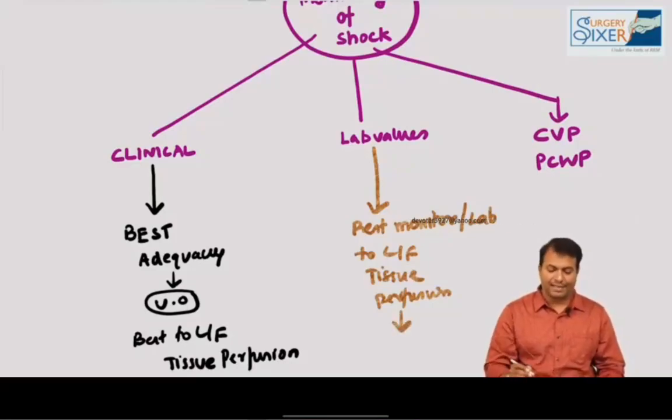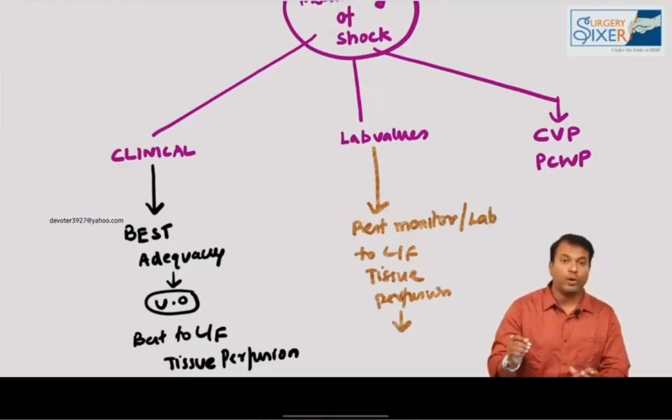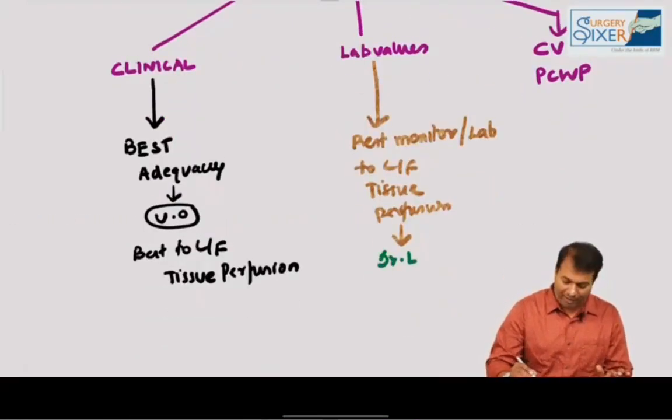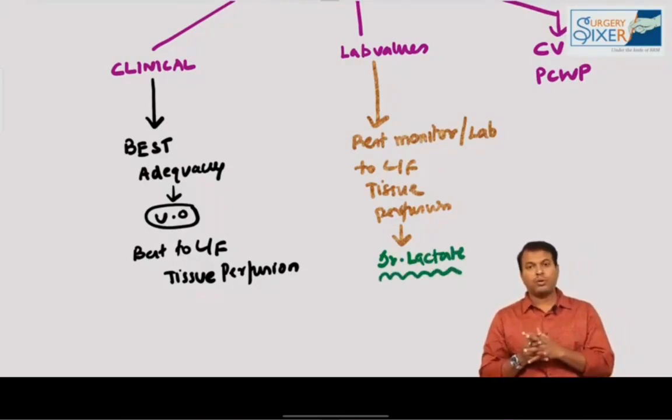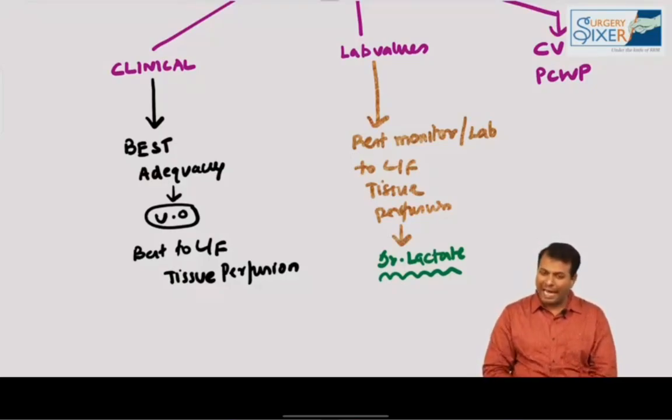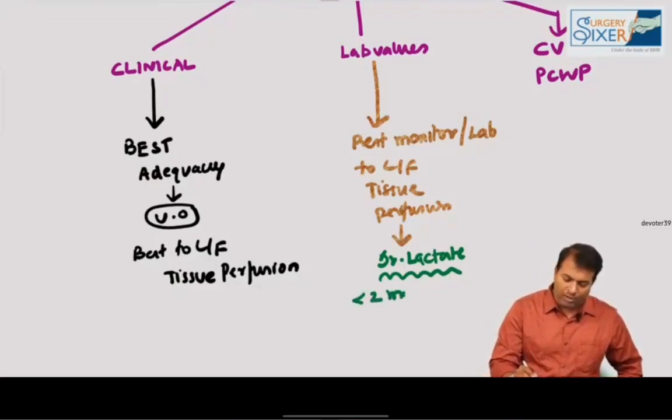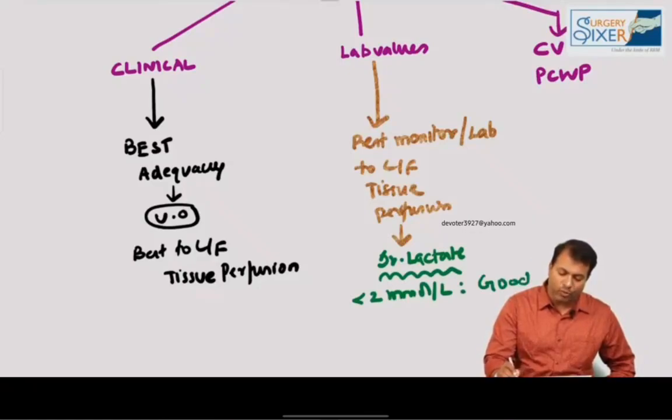What is the answer? That will give a pakka guidance whether the tissue perfusion is going on well or not. That is by measuring serum lactate level. Okay, measuring serum lactate level is a high yield MCQ again. Serum lactate is the best lab value to monitor the adequacy of tissue perfusion. If the serum lactate is less than 2 millimoles per liter, you have done good resuscitation.